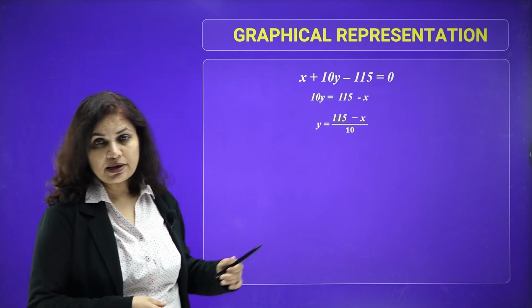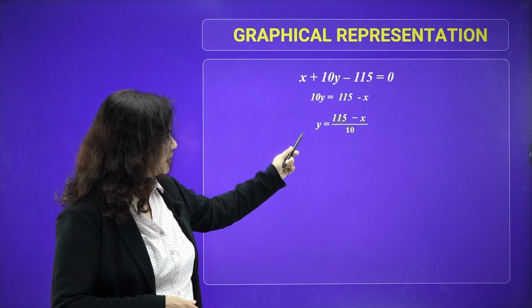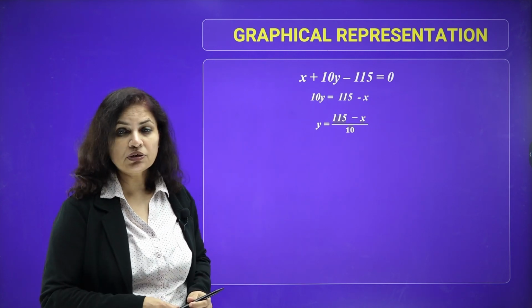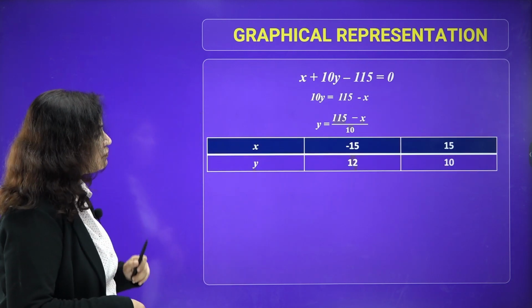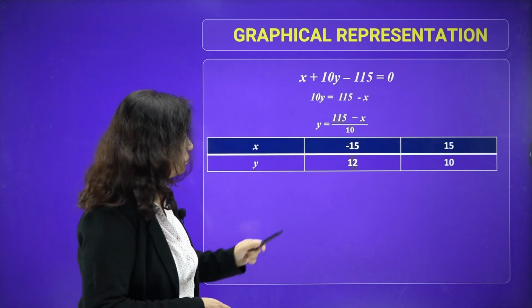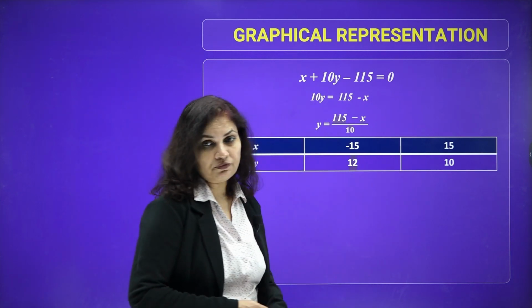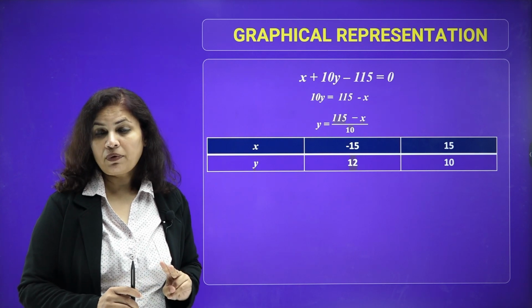So, the first step is to make y the subject of the formula. Rearranging the equation, I have y is equal to (115 minus x) upon 10. Next, forming a table, substituting different values of x will give different values of y. Now, for plotting a straight line, only 2 points are required.